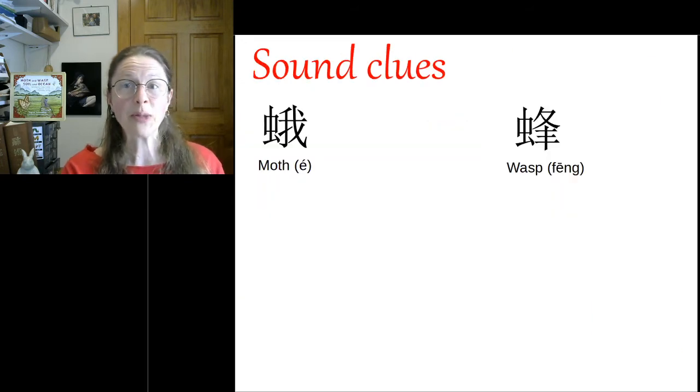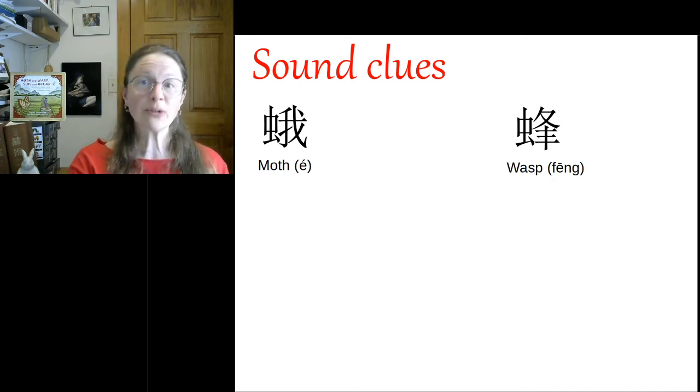Now, we talked about how the radical portion of the character works to suggest the general meaning of the character, but what about the rest of the character?